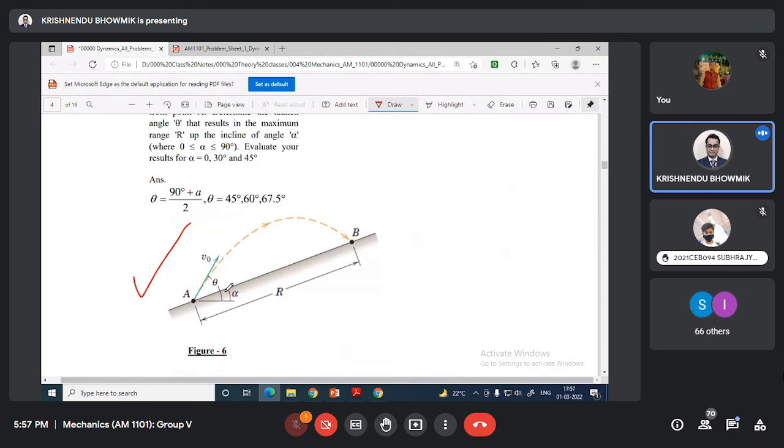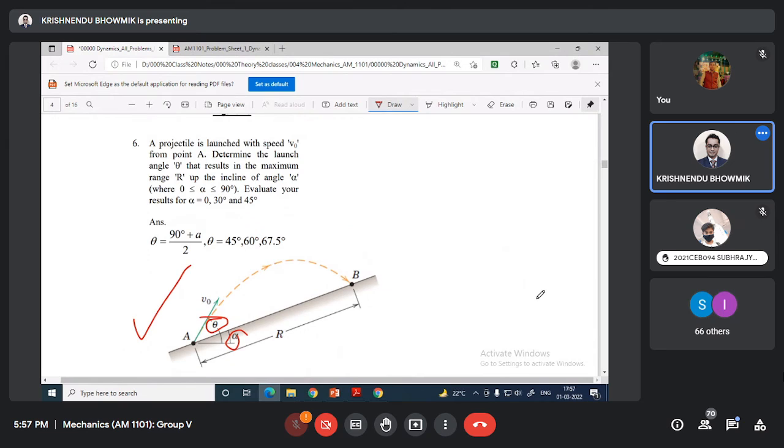Yeah, instead of this theta, we have an additional term alpha. So a projectile is launched with some velocity from A. Determine the launch angle theta that results in the maximum range R up to the incline of angle alpha, where alpha is between 0 to 90 degrees. Evaluate the results with respect to alpha. So, sixth problem, what you have to do?